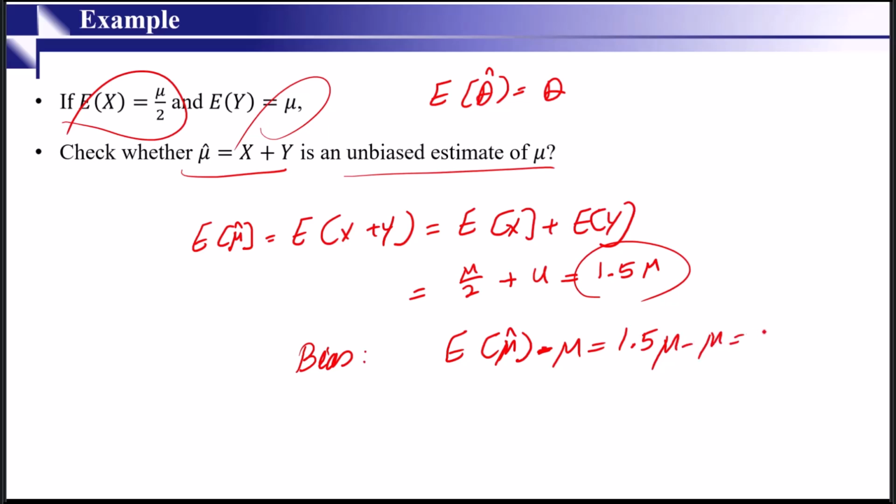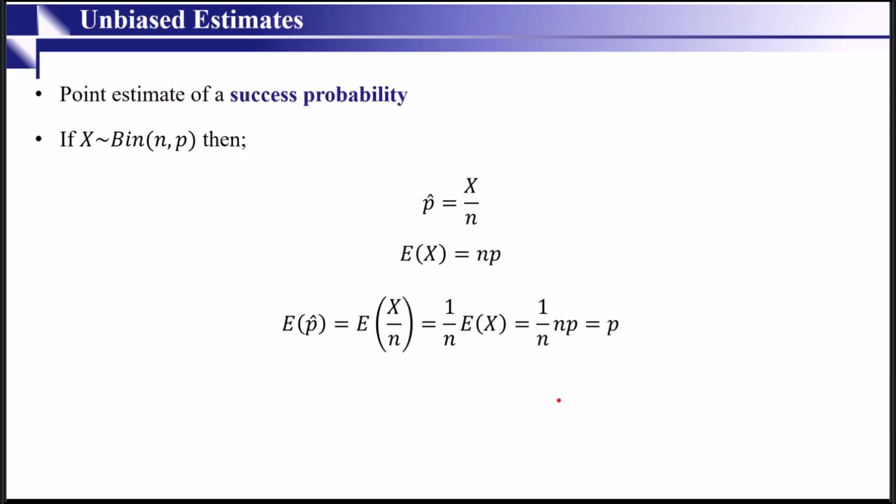Minus mu is equal to 0.5 mu, and it's not equal to mu. So we found that this is not equal to mu and it is biased. For a success probability, if you have a sample where some trials succeed, then the sample proportion can serve as an unbiased point estimate of the population success probability, or you can say p.